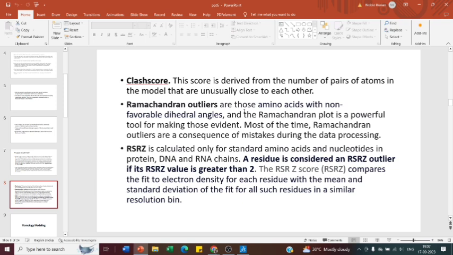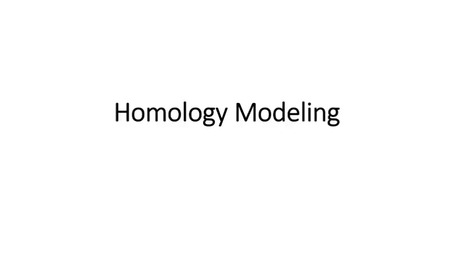The RSRZ value for an RSRZ outlier will be greater than 2. The RSRZ score compares the fit to electron density of each residue with the mean and standard deviation of the fit of all residues in the similar resolution bin. That is the RSRZ value. So these are some of the things you should think about when you are going through the PDB.